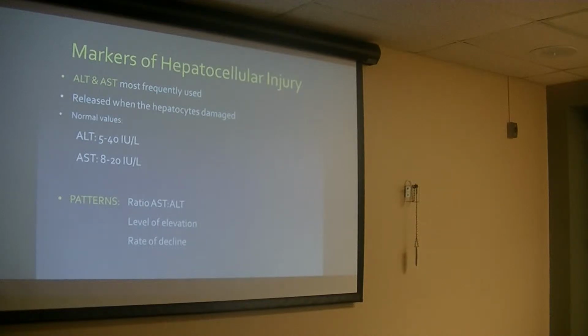Again, AST and ALT are the most frequently used. Released when the hepatocytes are damaged. Those are the normal levels. And in looking at ALT and AST, there's some more pattern recognition there. We look at the ratio of AST to ALT. We look at the level of elevation and the rate of decline to get an idea of what's going on with the patient's liver.